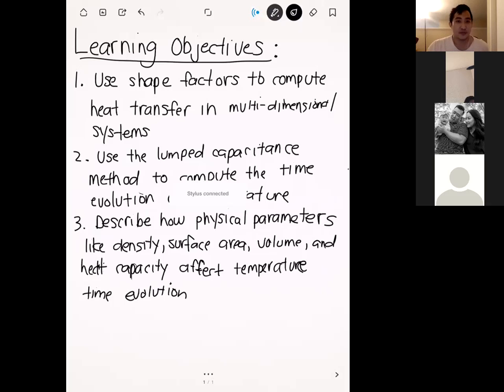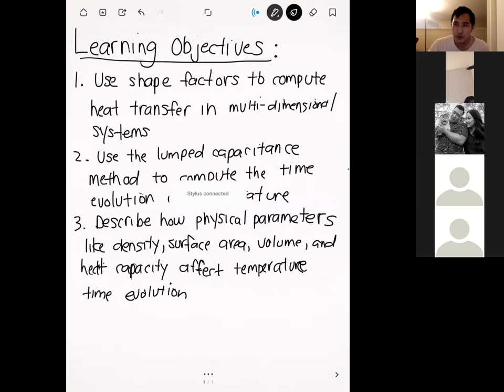Homework's due on Wednesday, right? Homework is due on Monday, I believe. So a week from today, because we haven't gone over everything yet. You should only be able to do the first two problems on the homework, but we haven't covered multi-D and transient heat conduction yet. So we're going to cover that this week, and then the homework will be due on Monday.